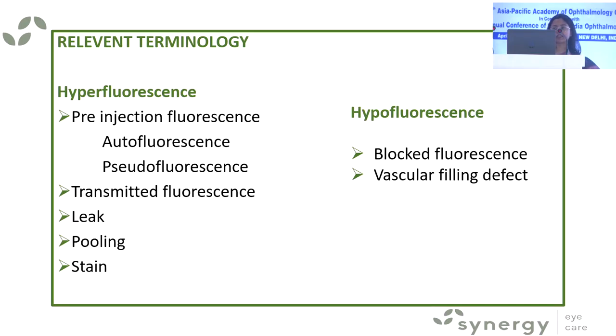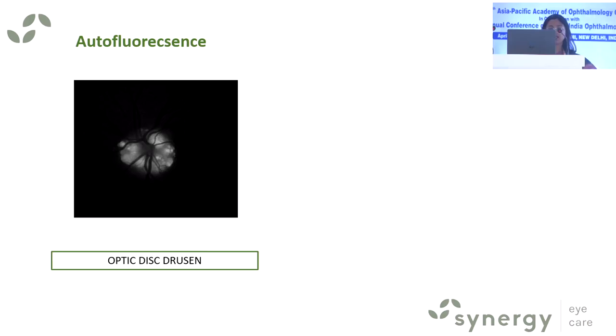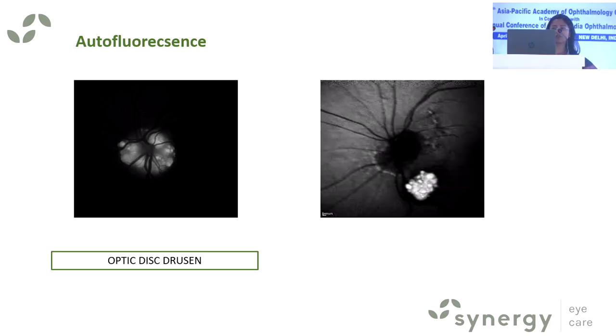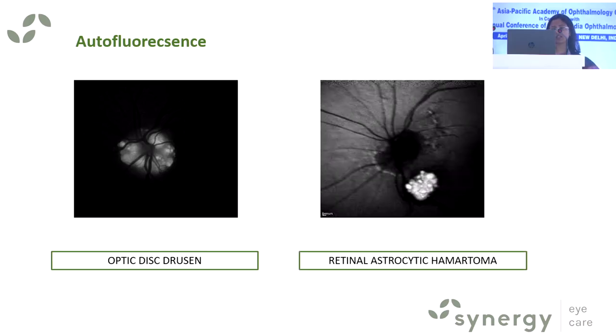Hypofluorescence is seen as blocked fluorescence or as vascular filling defect. Autofluorescence. Examples could be optic disc drusen or a retinal astrocytic hamartoma. So autofluorescence occurs because there are certain biological structures which have a property of fluorescing because of the contents in their microstructure, like porphyrins or lipofuscin, which can fluoresce even in the absence of the dye.